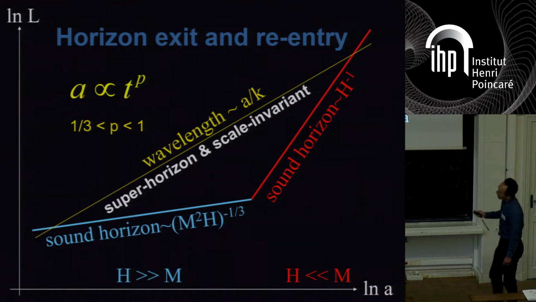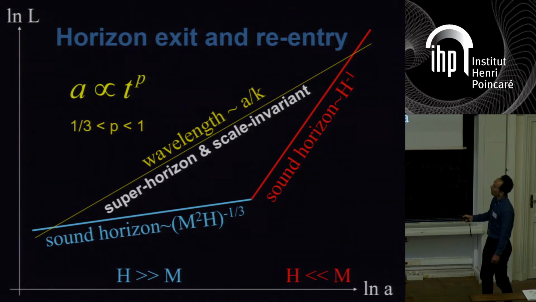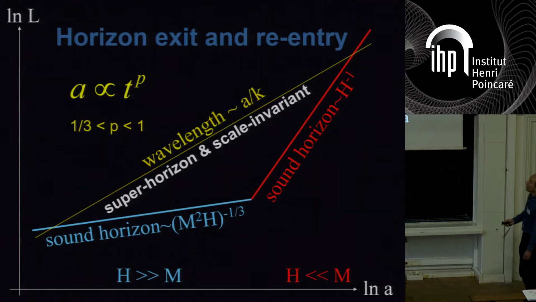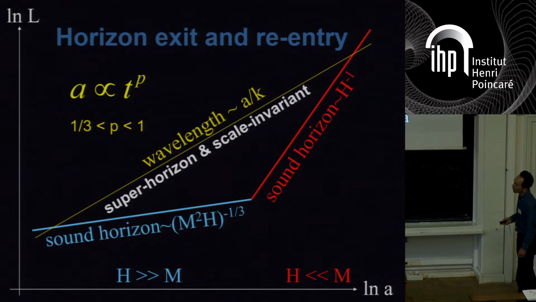But in the early universe, when the Hubble expansion rate is much larger than this scale, then the sound horizon, which is defined by h squared equals omega squared, namely when we set this to be 1, defines the sound horizon. And the sound horizon is defined from the Hubble horizon and goes like this. So if p is larger than 1/3, but p does not have to be larger than 1, the scale can exit the sound horizon. Then it freezes out and comes back. This is what is going on here.